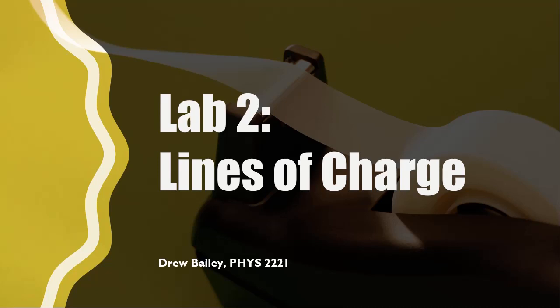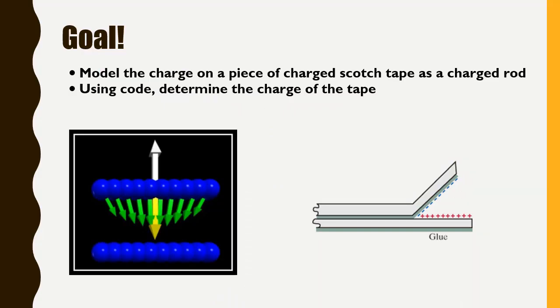Hello everybody, I'm Drew Bailey and today we're going to be talking about modeling a charged strip of tape as a line charge. Our goal is to use our knowledge from a previous lab to determine the charge on a piece of tape. In the last lab, we modeled it as a point charge and got the charge to be about 4.8e-9 coulombs.